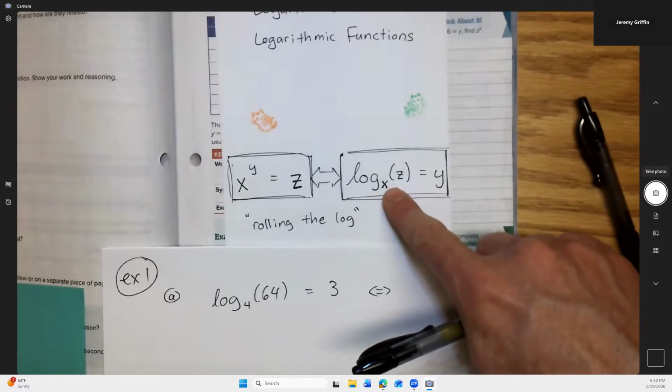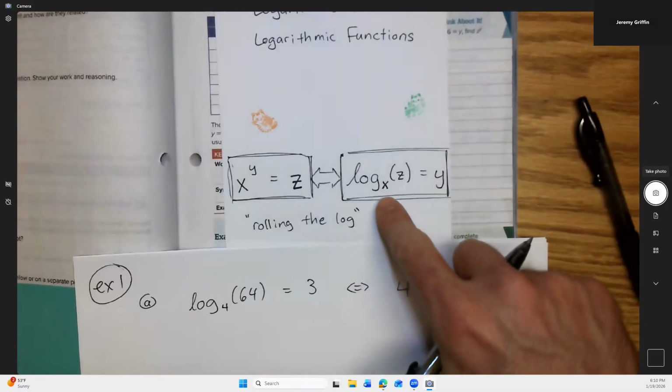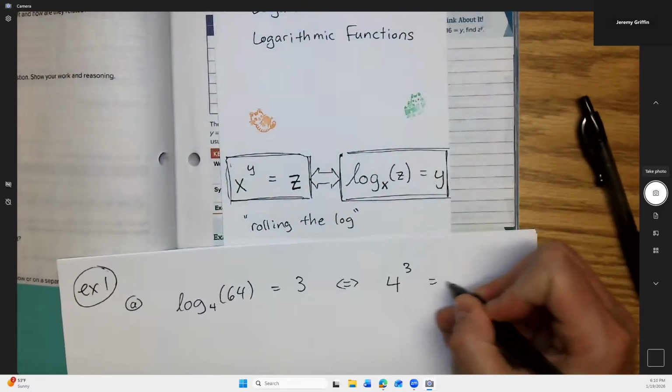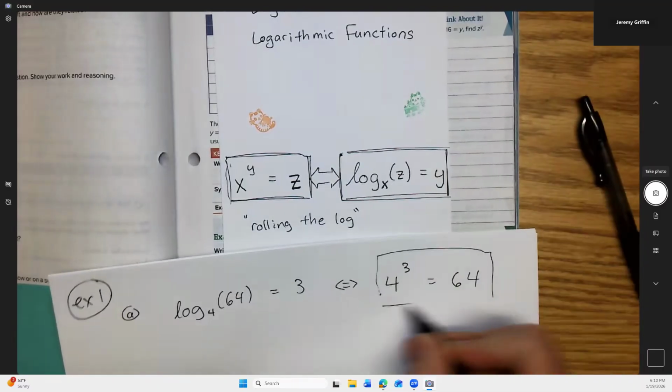I said I'm going to take the base x, which in this case is 4, to the power of the other side, which in this case is 3. And that's equal to this inside bit right here, which is 64. So that's exactly what they want you to do. Now, is that a true statement?